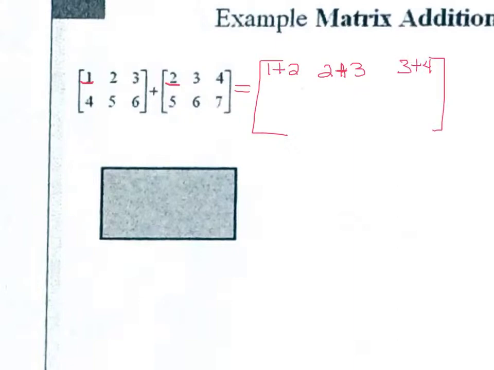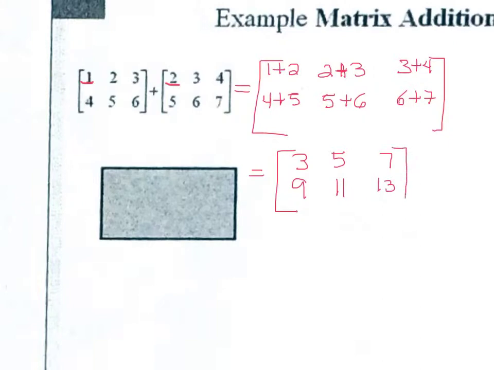Then on the second row, first column, 4 plus 5. Second row, second column, 5 plus 6. Second row, third column, 6 plus 7. And then once you do that, you just simplify. So your answer is 3, 5, 7, 9, 11, and 13. And that's the answer.